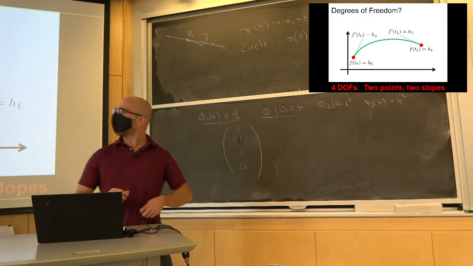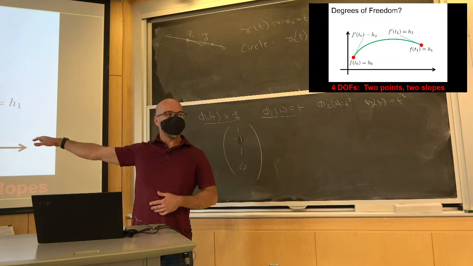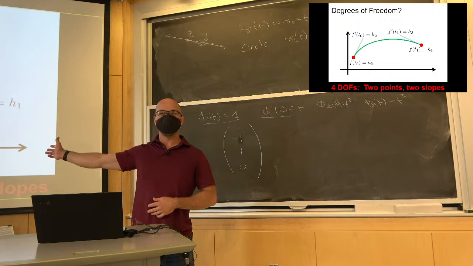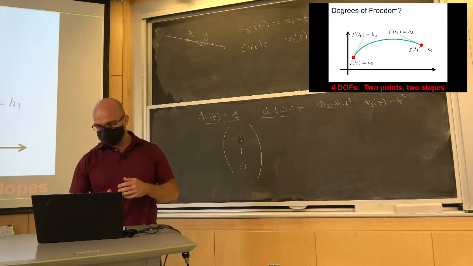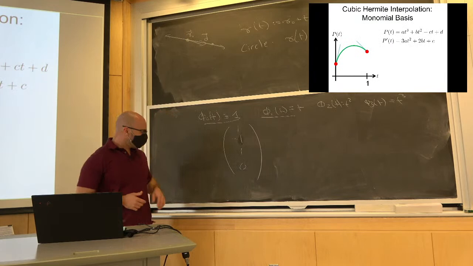Now, for convenience, I'm going to take t0 to be 0 and t1 to be 1. That's actually fine from a graphics perspective because the t is irrelevant to how we draw stuff on the screen. If I rescale t, that actually doesn't affect what gets drawn. So, in particular, we have this kind of picture here. Okay? So, what are we going to do? Let's actually do this calculation on the board.